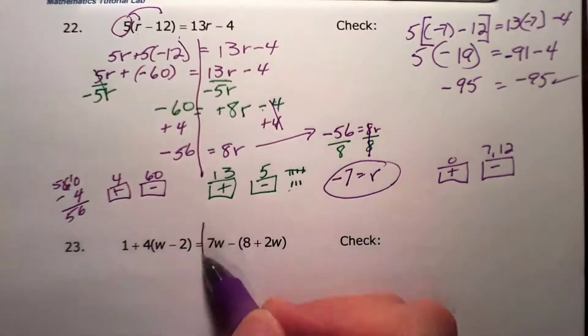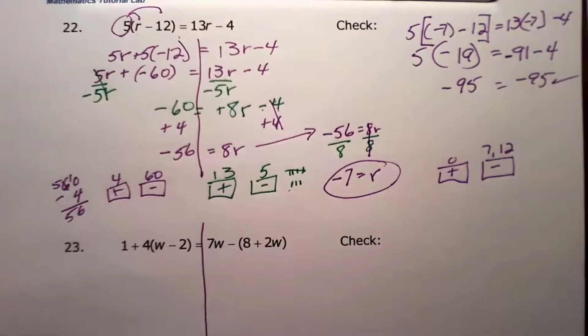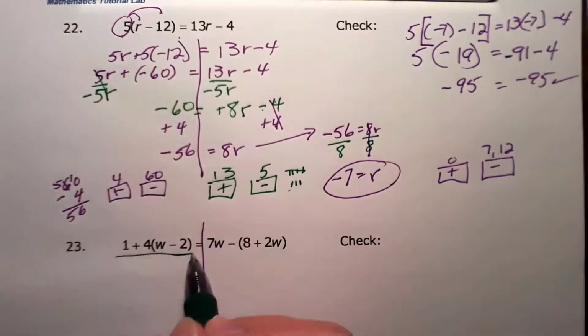Okay, one last example. Here it's very complicated because there's distribution on both sides. There's two variables over here, so there's going to be a lot of simplifying. So the first thing you always want to do when it's this complicated is simplify each side. So here I'm not going to do any balancing of the equation. I'm just going to simplify this side.